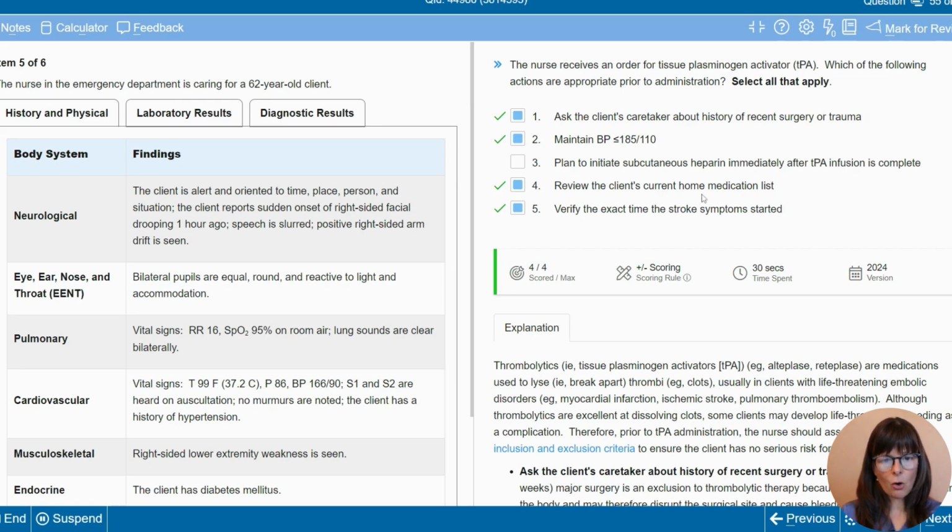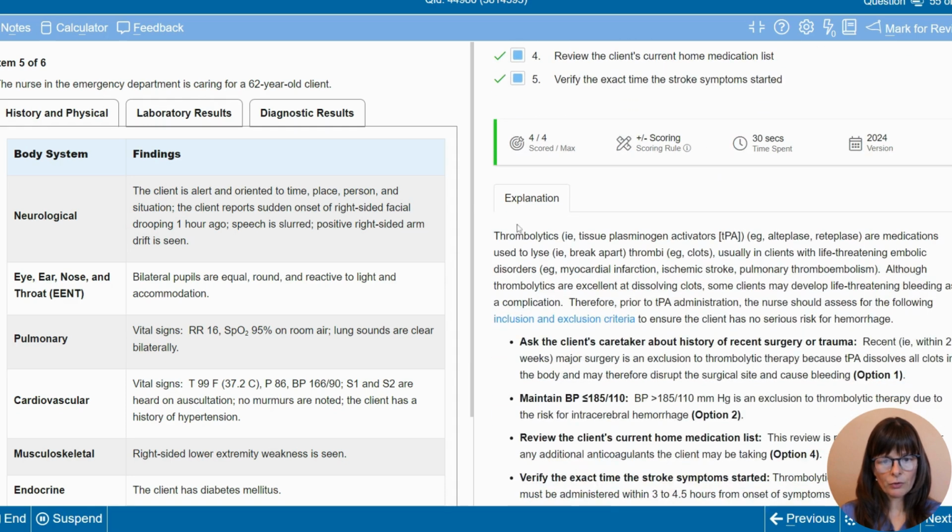Review the client's current home medication list, also very important to do to determine what other anticoagulants or antiplatelets they might be on that might interfere with the administration of the TPA. And then again, verify the exact time the stroke symptoms started because we know that the TPA can only be administered within a 3 or 4.5 hour time frame. It depends on the type of facility that you're working with.